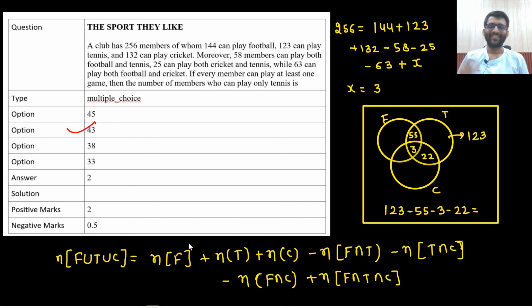Okay, so you will get 43. This was an easy problem only. You just need to have a good idea of Venn diagrams.